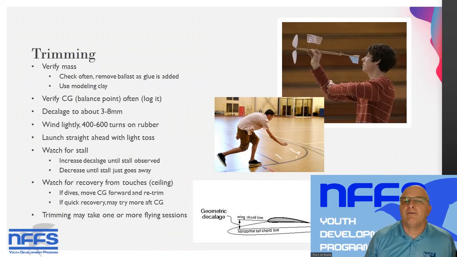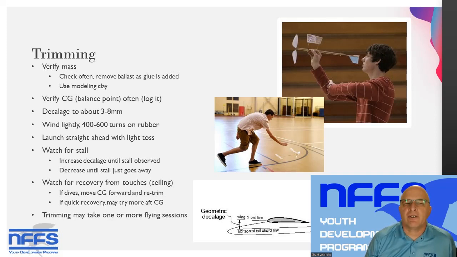Trimming. First of all, you need to get your plane set up before you even get into the gym. Verify the mass. If it's underweight, put ballast on at the CG or wherever needed to get your CG, your center of gravity, to the point indicated on the plan. If you do repairs on the plane, adjust your ballast to keep it right at the 8-gram minimum weight.